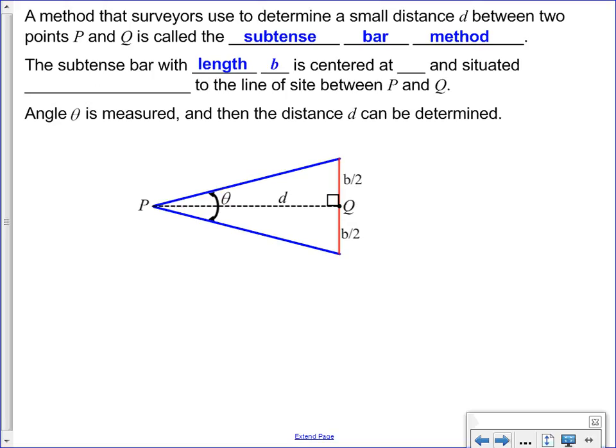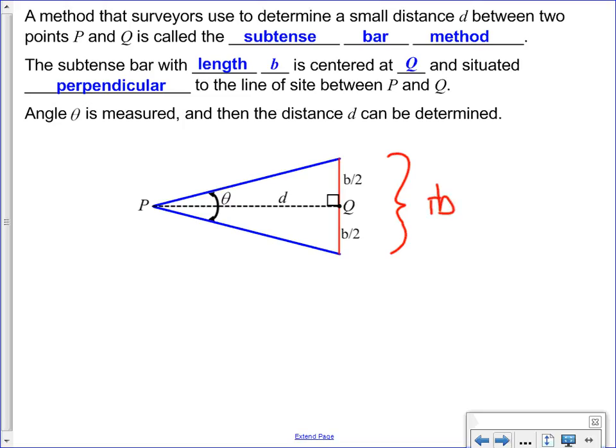The subtense bar has length b. So here's your subtense bar, length b. It's centered at Q and is situated perpendicular to the line of sight between P and Q. So this is your subtense bar right here. All of that is b, and it's centered at Q.